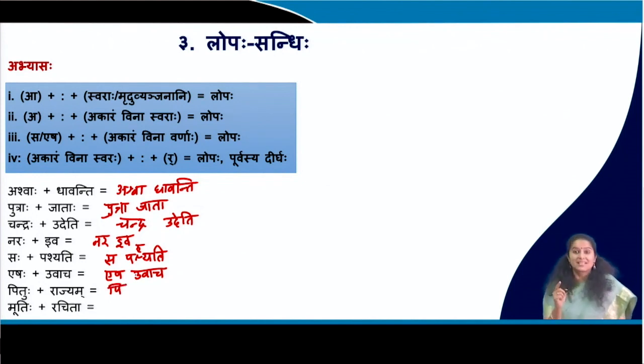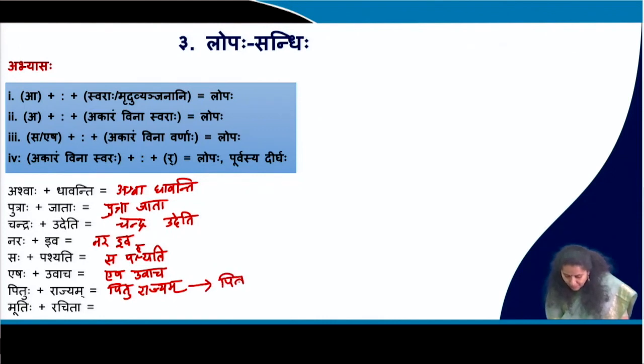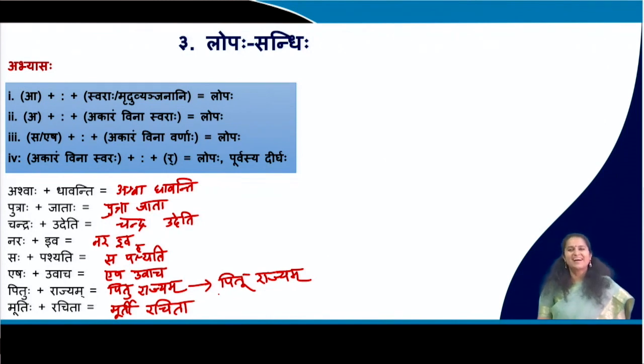Next, pituhu rajyam. So, pituhu plus rajyam. Remember the step: first step is pitu, drop of the visarga, and rajyam. And then the second step is dirghi karanam of the vowel. Pitu rajyam. Astu. Last one, murtihi plus rachita. We'll directly go to the answer. Murti rachita. Astu, spashtam asti? Agre gachhama.